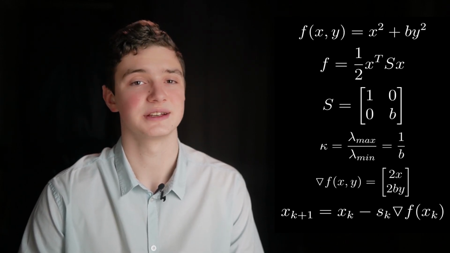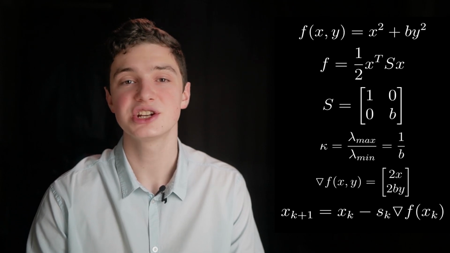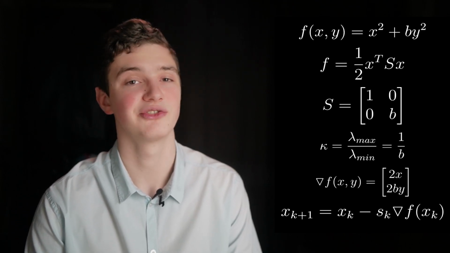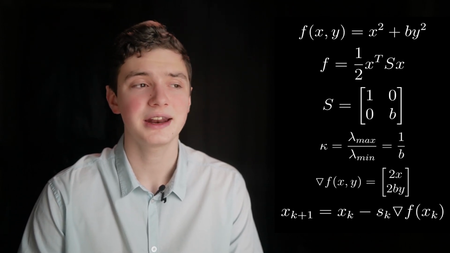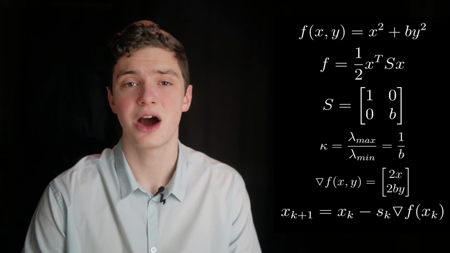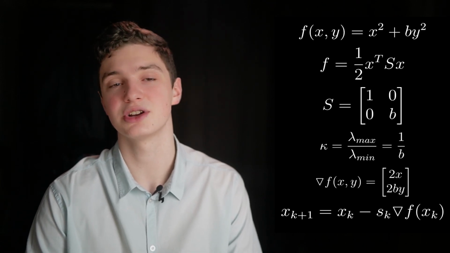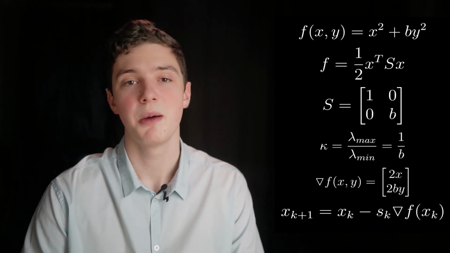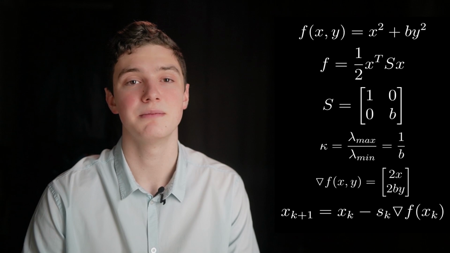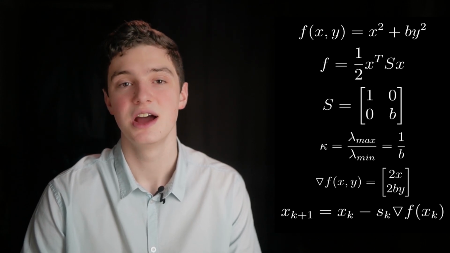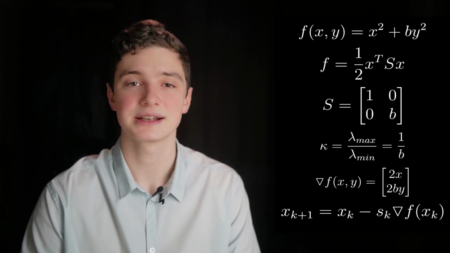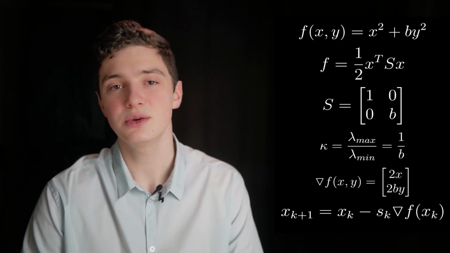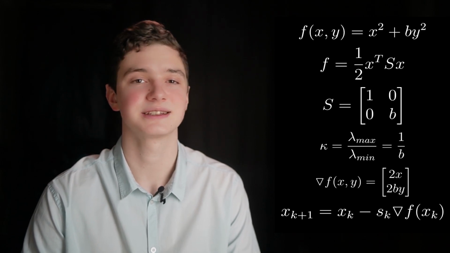When the matrix is symmetric, that condition number is lambda max over lambda min. If I had an unsymmetric matrix, I would probably use sigma max over sigma min, of course. But here the matrix is symmetric. The gradient is 2x and 2by. Then we compute the next point x_k.